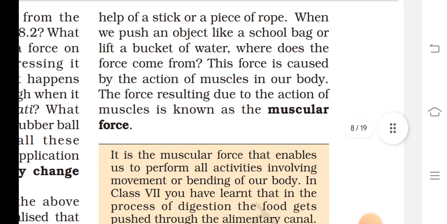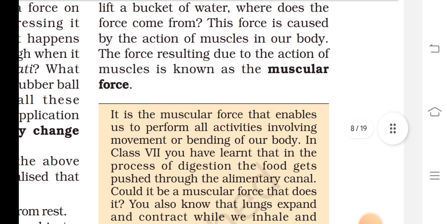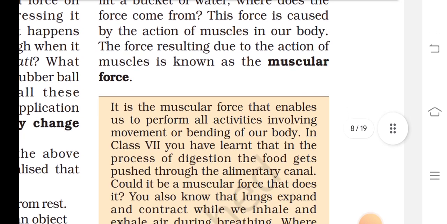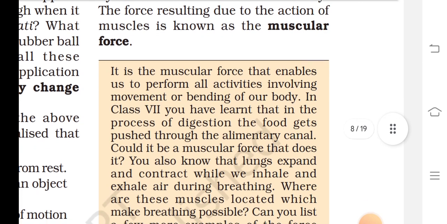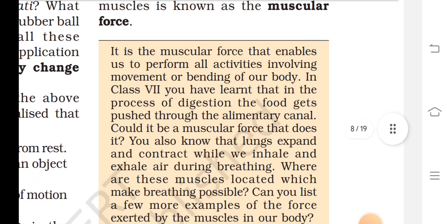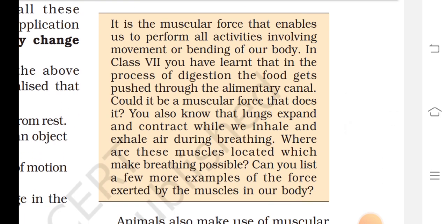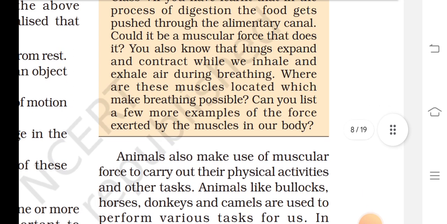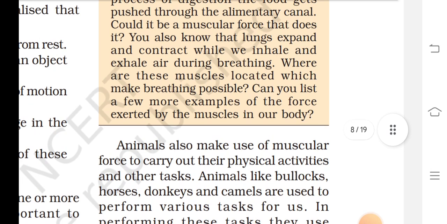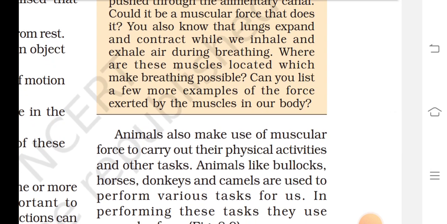When we push an object like a school bag or lift a bucket of water, where does the force come from? This force is caused by the action of muscles in our body. The force resulting from the action of muscles is known as muscular force. It is a muscular force that enables us to perform all activities involving movement or bending of our body. In class 7, you learned that in the process of digestion, the food gets pushed through the alimentary canal. Could it be a muscular force that does this?